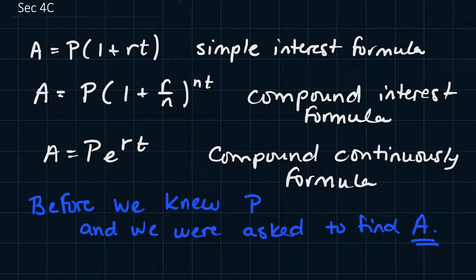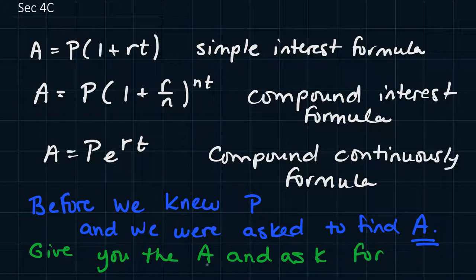This time we're going to do something different. I'm going to give you the same information. I'm going to give you an R, an N, and a T. I might not give you an N if it's compounded continuously, but I'm going to give you the A and ask for the P.